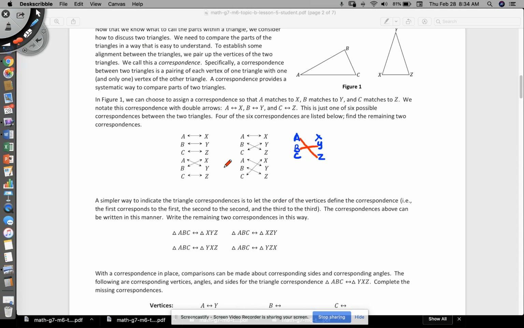Now let's try our C's. We have C to Z, C to Z, C to Y, and C to X. So again, that one also repeated. So the only option left here is C to X. Now I'm going to do this again one more time.